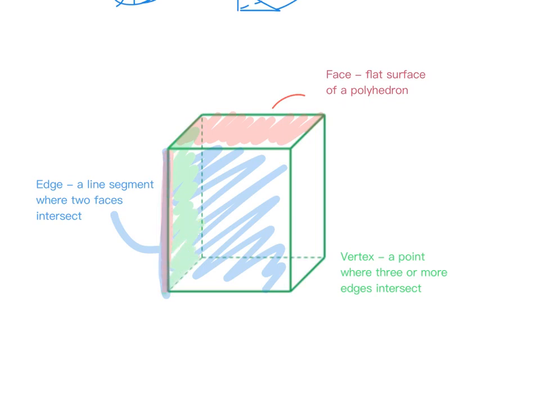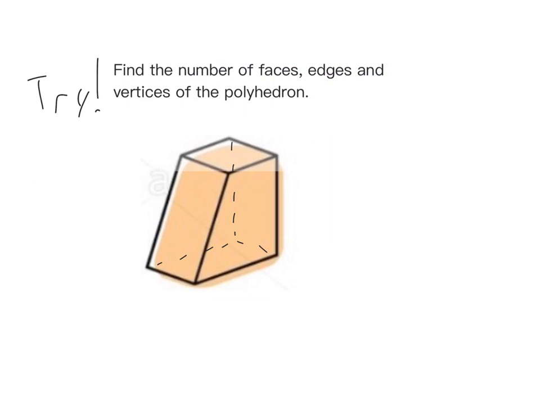And then lastly, vertex, super easy. A point where 3 or more edges intersect. So if you got this edge and this edge all coming in there, intersecting right there at that vertex. All right, so I want you to try this. Pause the video, find the number of faces, edges, and vertices of that polyhedron, and then play it when you're done. Let's see how you do.